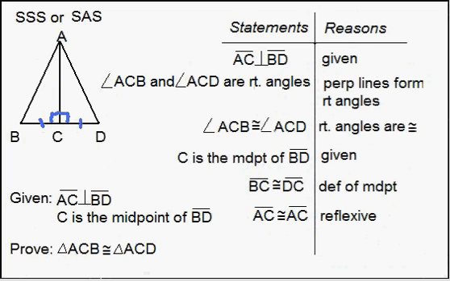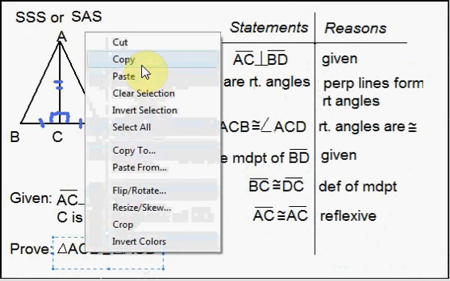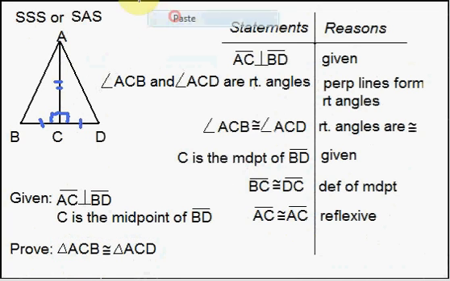Okay, now we have a side, we have an angle, and we have a side. So we can say that the triangles are congruent because of side angle side.